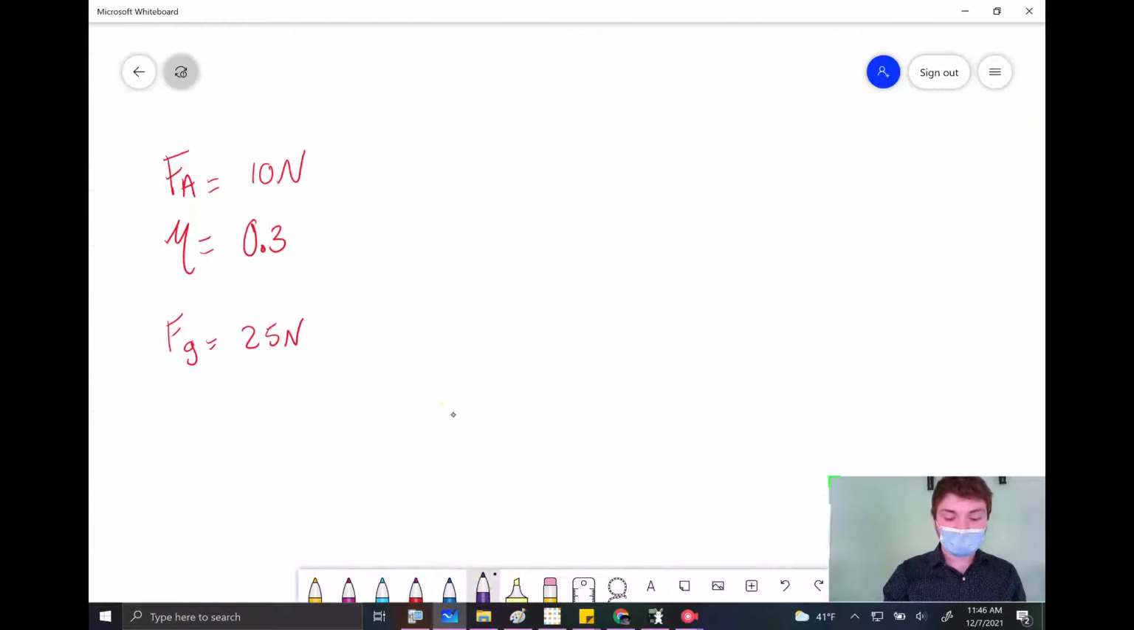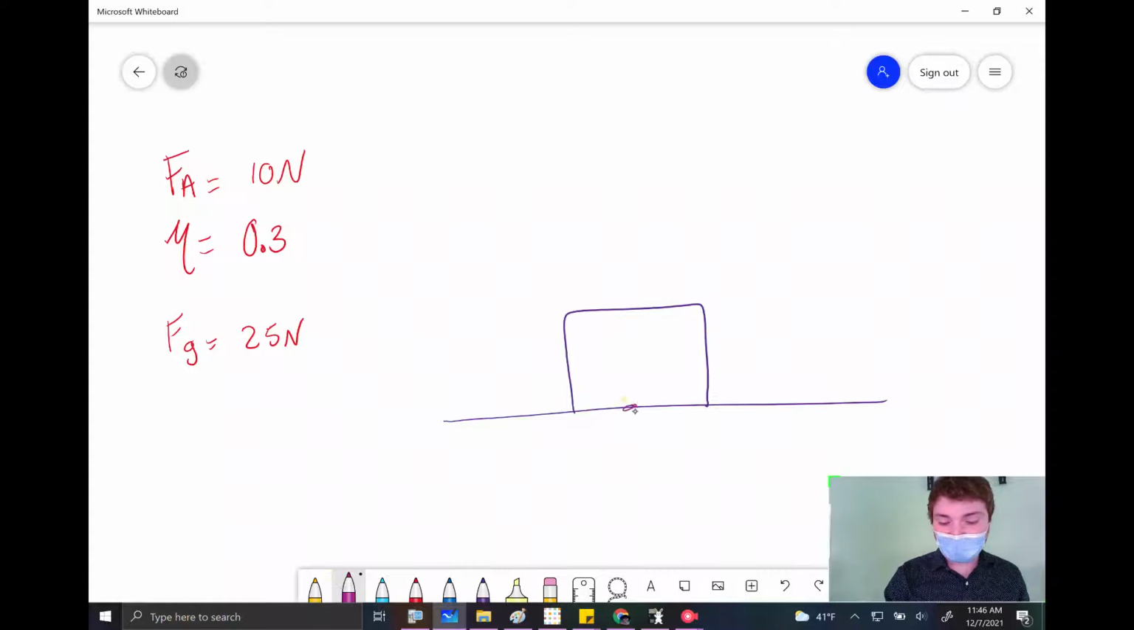Now what I want to find is the frictional force, right? I don't think they actually asked me to find the value of it. They just want me to draw an arrow to label it. But I want to find the value of the frictional force anyway. So I know I have friction going to the left because I have an applied force going to the right. I'm moving to the right, and friction always opposes my motion.